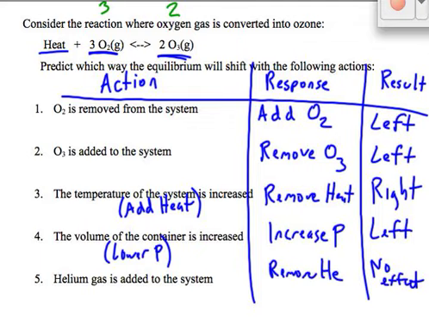So that might not be the best explanation for that. But anyway, for the most part, what you're looking at is here's the action, what's the response, what's the result going to be. And for pressure, the only time pressure is going to matter is if the container size is changed. Adding additional gases that aren't part of the reaction to increase the pressure will not have any effect. So lowering the volume will matter, or increasing the volume.